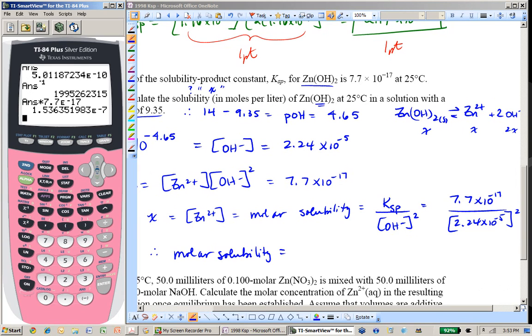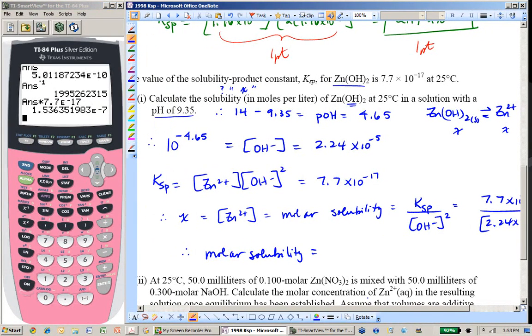So I come out with 1.5, 2 sig figs? Yes. Why 2 sig figs? Another discussion. 1.5, trust me for the moment, times 10 to the minus 7 molar. Or put it in brackets, or use moles per liter, but don't leave it naked. A solubility is not naked. A K value is naked, and you should always celebrate its nakedness. But solubility is in moles per liter.